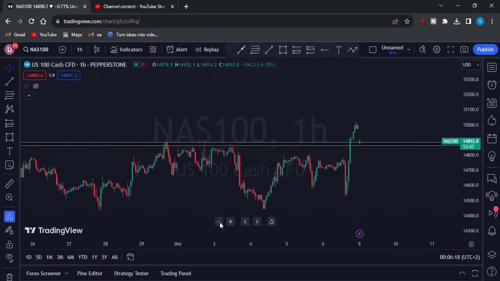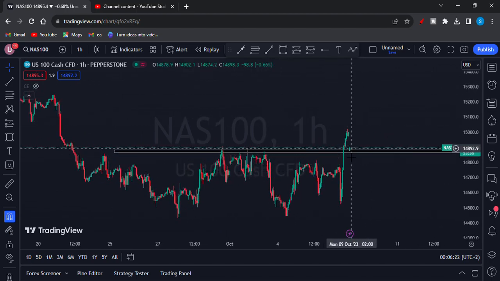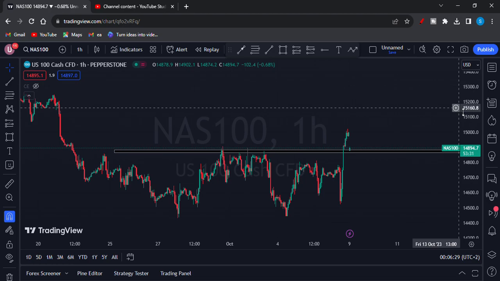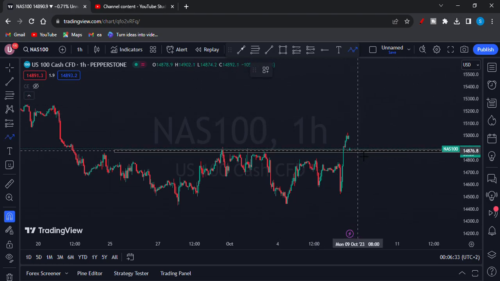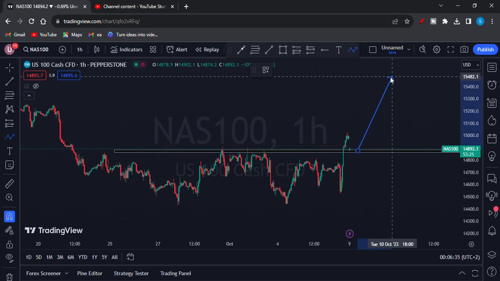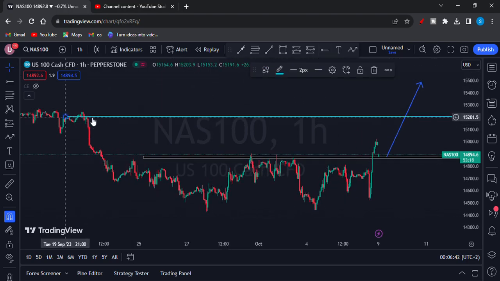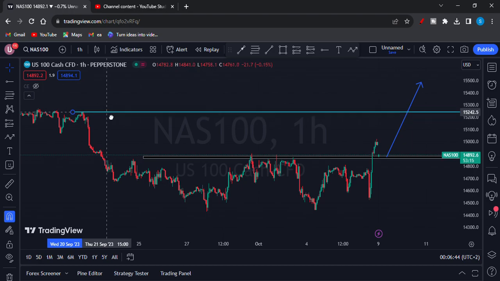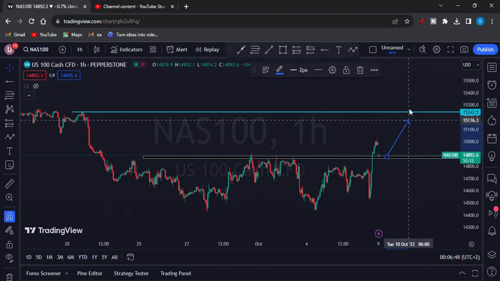Okay. Now the market opened around these areas right here, so having this gap around here, it's possible that the market can push to the upside, potentially up to there. Up to here.